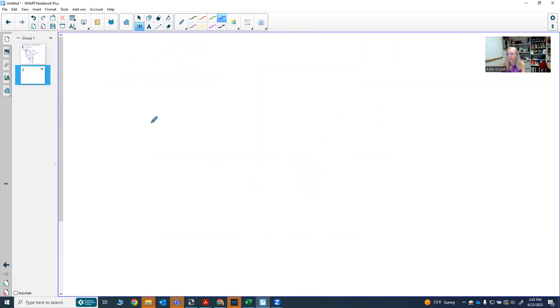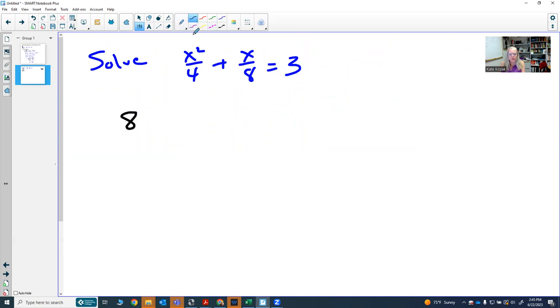Let's do one more example of this idea. Let's say we want to solve x squared over 4 plus x over 8 is equal to 3. Looking at this, I can see there's a common denominator of 8. It happens to be the lowest, but you don't really always need to use the lowest. I'm going to multiply both sides of this equation by 8.